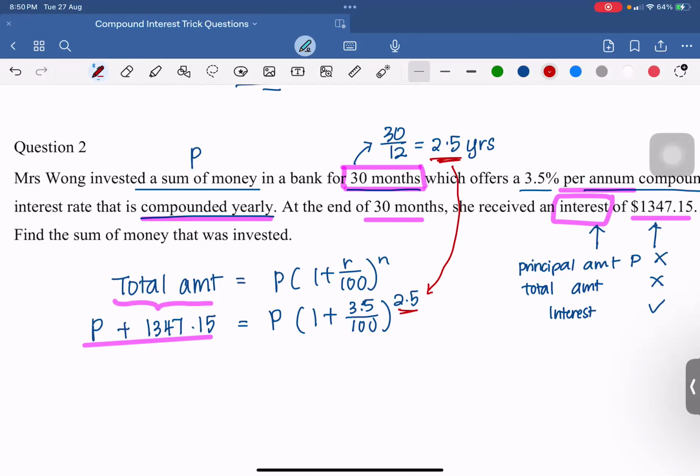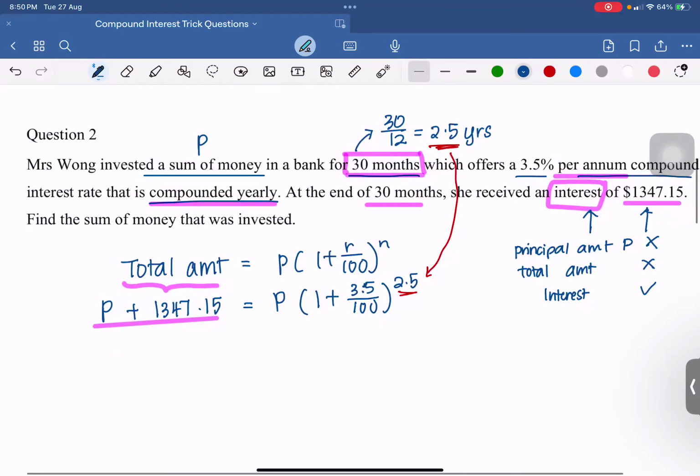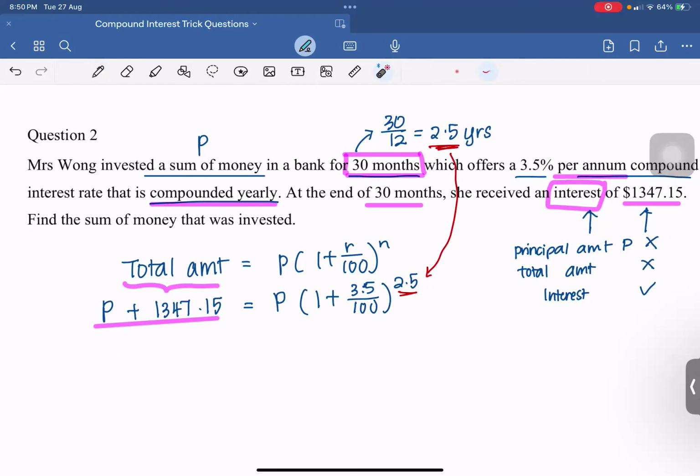Okay, so this one got a few traps down here. First one, this is not the principal amount. This is not the total amount. This is only the interest. If it's the interest, how do we find the total? We take original plus the interest. Okay, original, I'll write this as 1P.